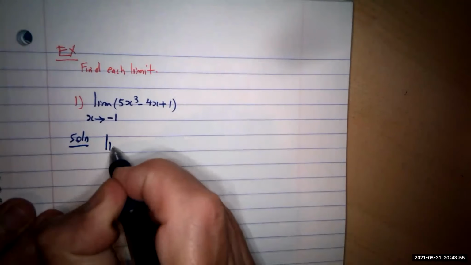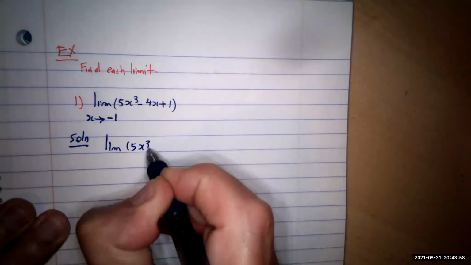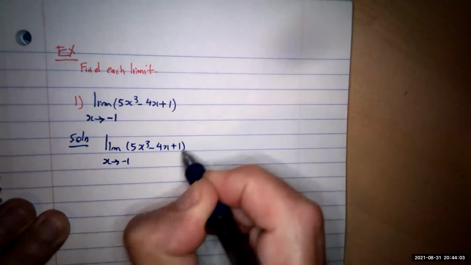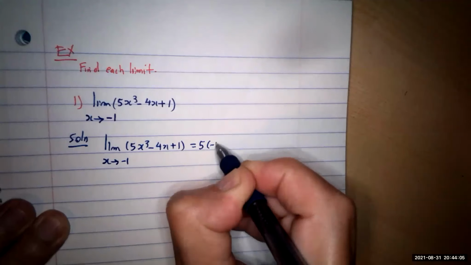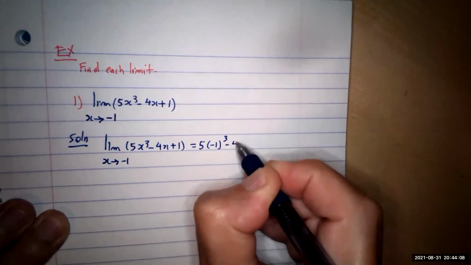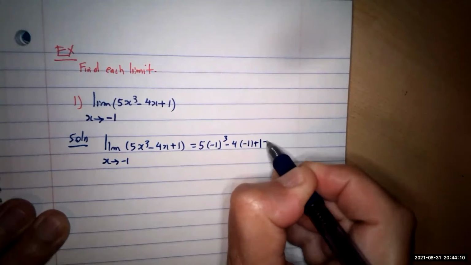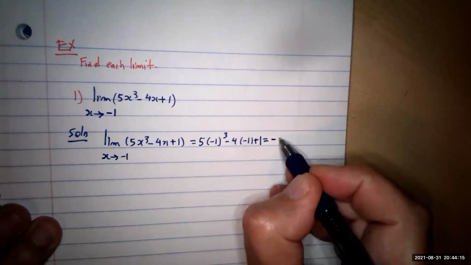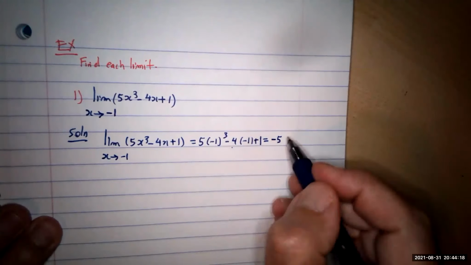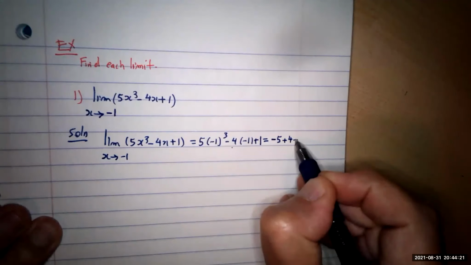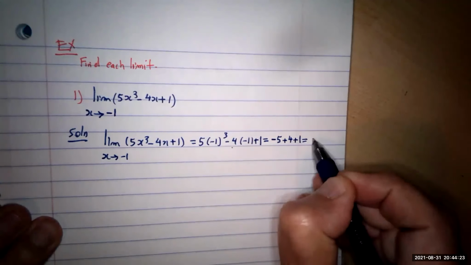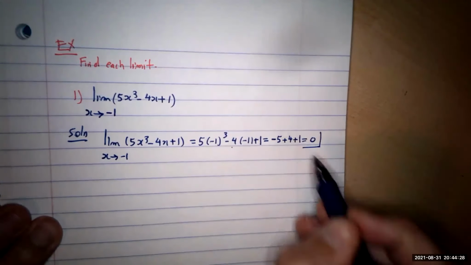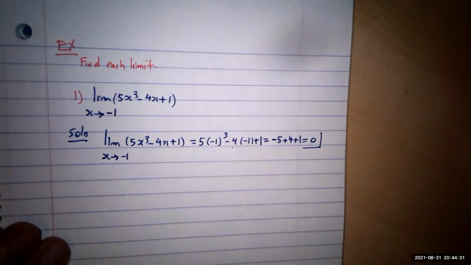I rewrite it. The limit of 5x cubed minus 4x plus 1, x goes to -1. Substitute. 5 times -1 cubed minus 4 times -1 plus 1. -1 cubed is -1, times 5 would be -5. That gives a +4 and 1. You add them together, the result is going to be 0. So the limit of the function is 0 and you're done. Any question?